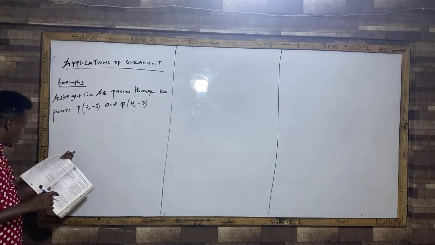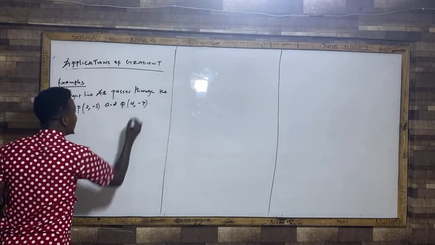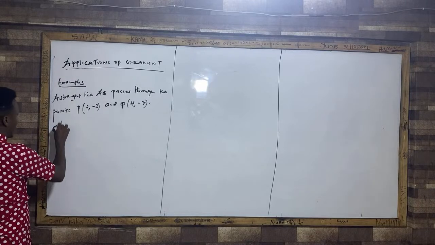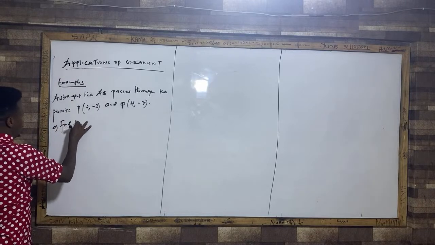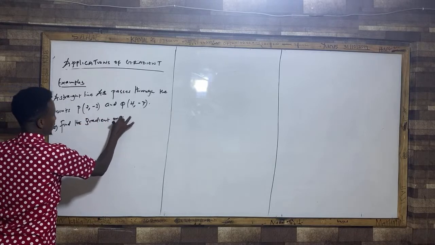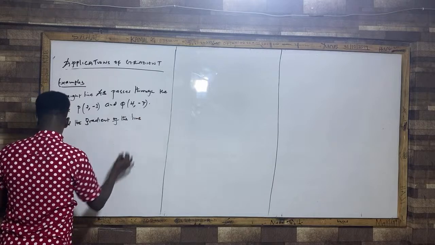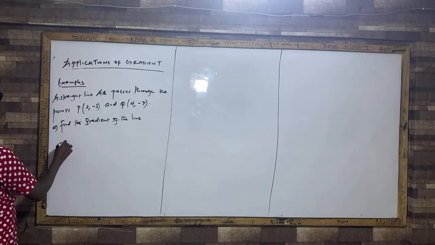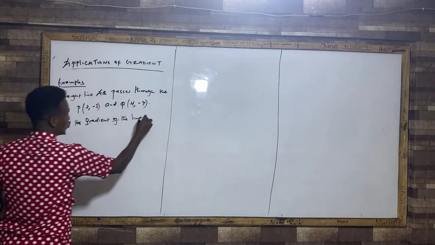Understanding the nature of the equation is very, very important. So question A, you are told, find the gradient of the line. Question B, this is 2 marks.